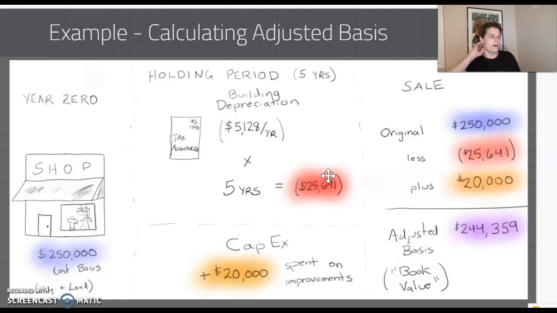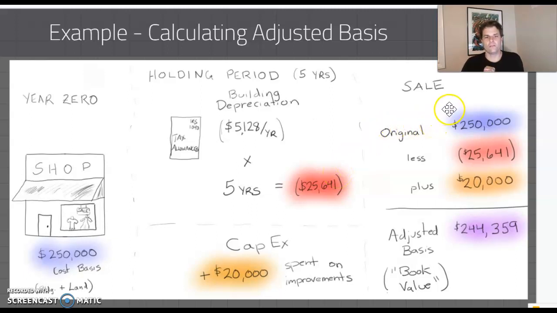Now, I bought this to do a little bit of value add investing. So I've sunk $20,000 of improvements of my own capital into this investment. And that raises my adjusted basis, or raises what the IRS thinks it is, because I've put money into it to combat that depreciation and the value destruction that occurs over time.